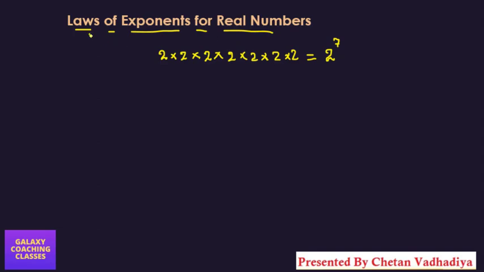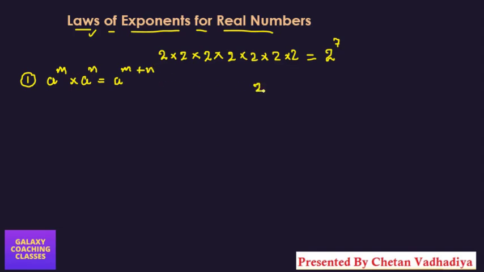Now there are a few laws which will help us to make our work quick. Actually these laws are shortcuts. So let me tell you. The first law is a raised to m into a raised to n, that is a raised to m plus n. And let me explain how this works.